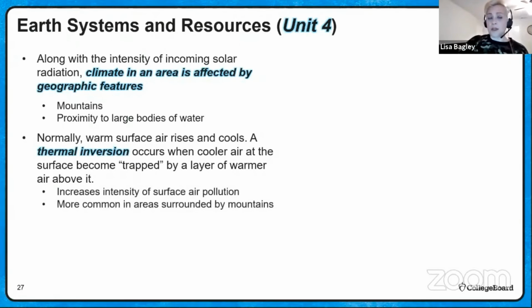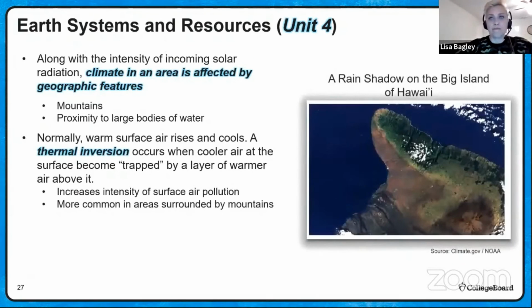This is a problem because thermal inversions increase the intensity of surface air pollution. It traps the ability of that air pollution to rise up into the troposphere and spread out. And thermal inversions are more common in areas that are surrounded by mountains. So, again, geographic features are going to influence the intensity of your thermal inversions.